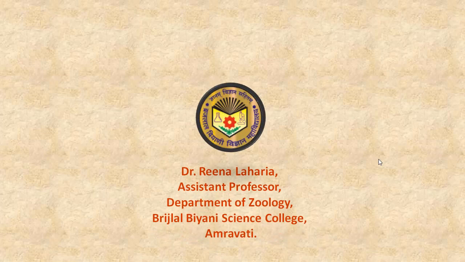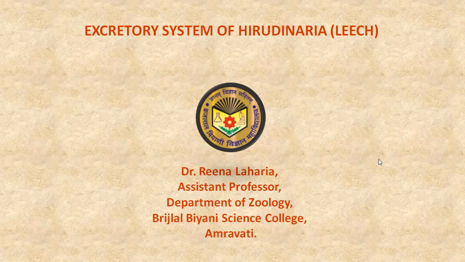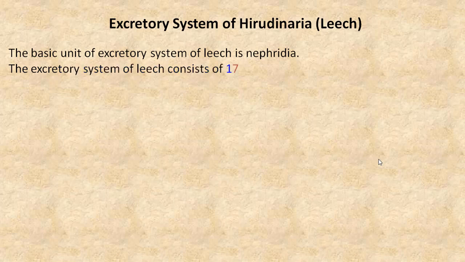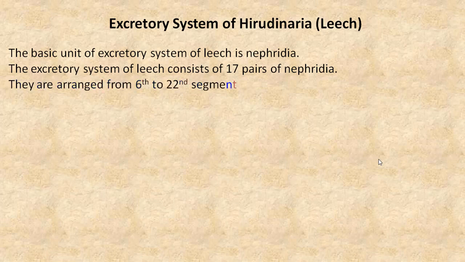Hello, today we are going to see the excretory system of Hirudinaria, that is leech. The basic unit of excretory system of leech is nephridia. The excretory system of leech consists of 17 pairs of nephridia. They are arranged from 6th to 22nd segments, one pair in each segment.